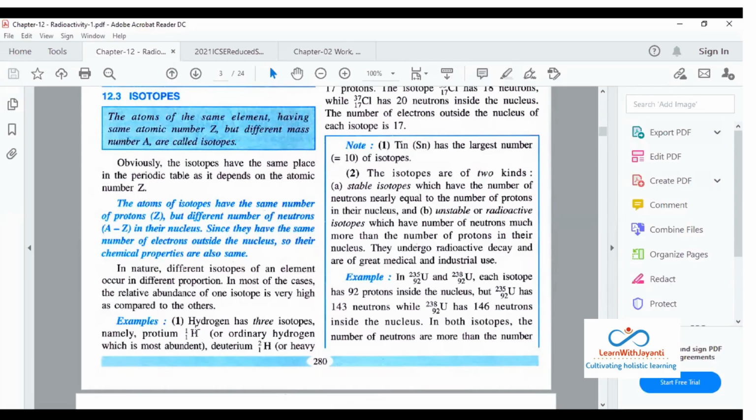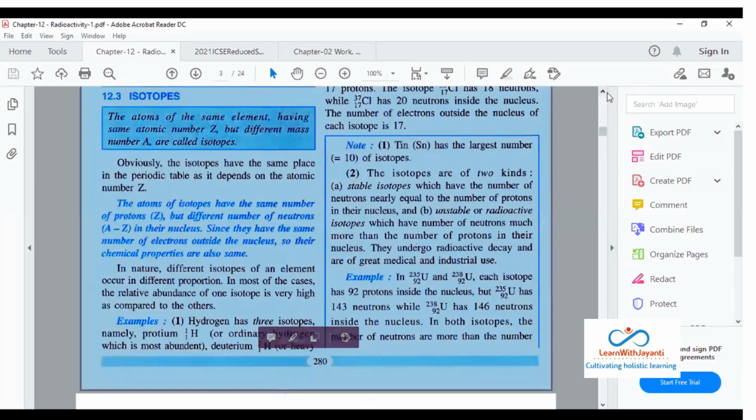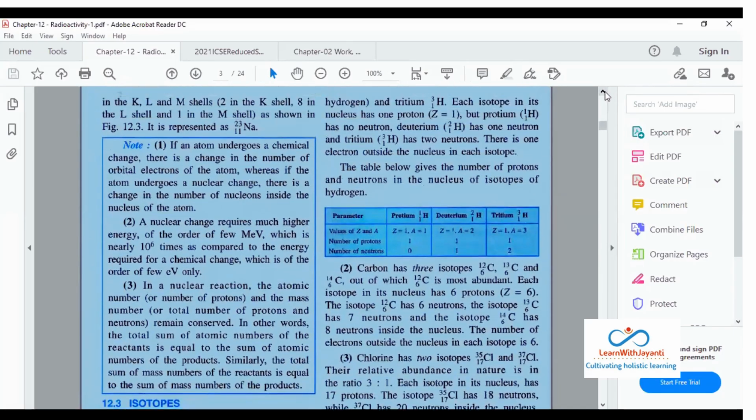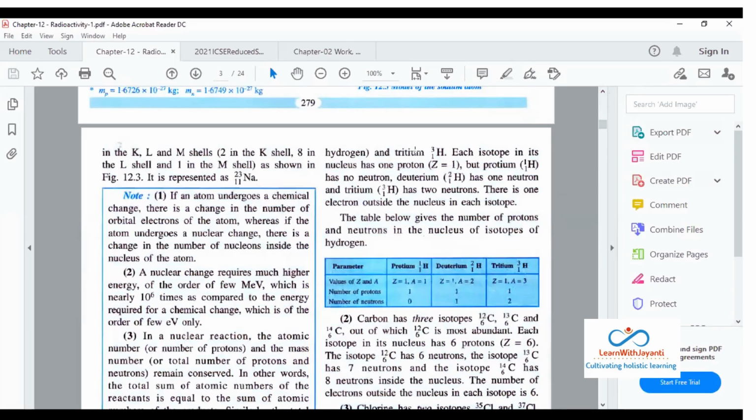ठीक है? Now in case of ordinary hydrogen, if you notice, there is no neutron. That is 0. So protium has 0 neutrons, deuterium has 1 neutron, and the last one, tritium. Tritium has 2 neutrons. Each isotope in the nucleus has 1 proton. So the proton is not going to change. Only the number of neutrons is changing.